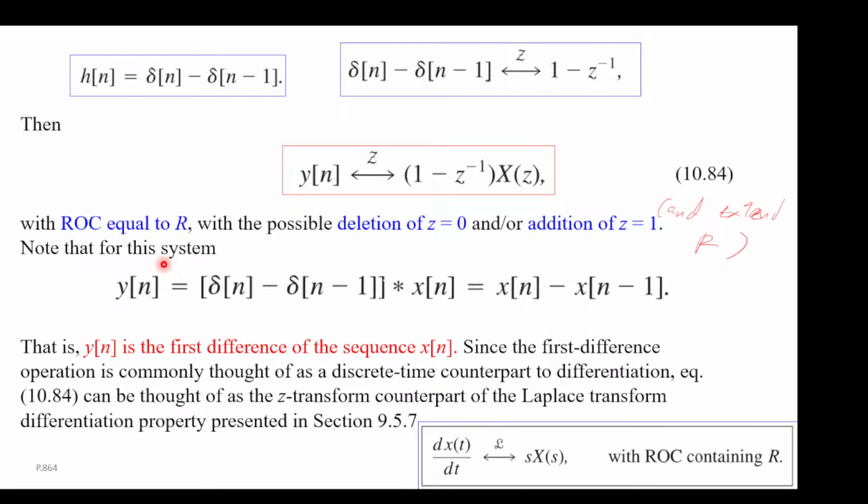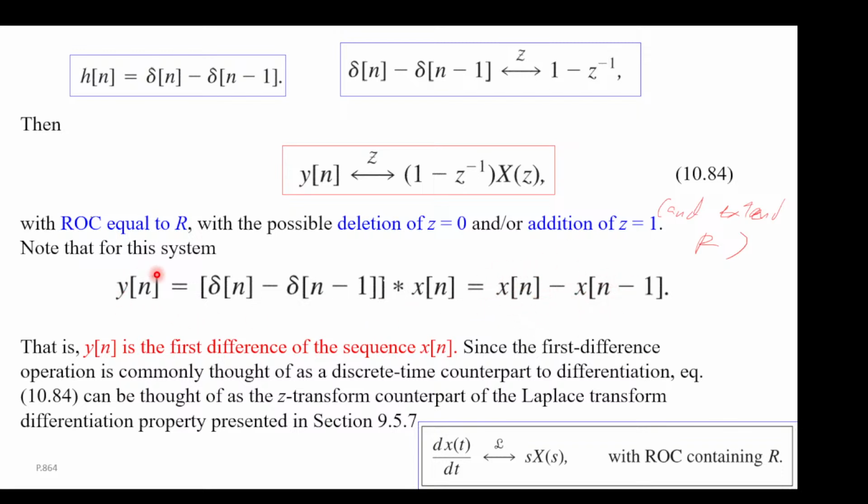Also, this system is a very nice system. A lot of the time we think of it as the first difference of the system. Because if you think about what happens in the time domain, you are taking delta of n minus delta of n minus 1 convolved with your x of n. Delta of n is the identity system, it gives you just x of n, and delta of n minus 1 gives you a time shift: convolved with x of n, it gives you x of n minus 1. So this is the difference of x of n with itself.